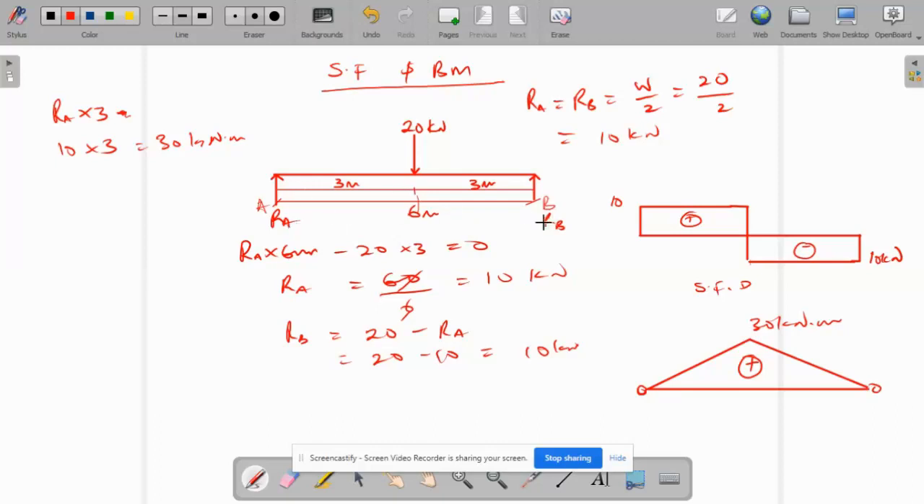If we are considering C or B, we call this B. If it's at B, it's going to be 0. At A, it is going to be 0. How do we find that?